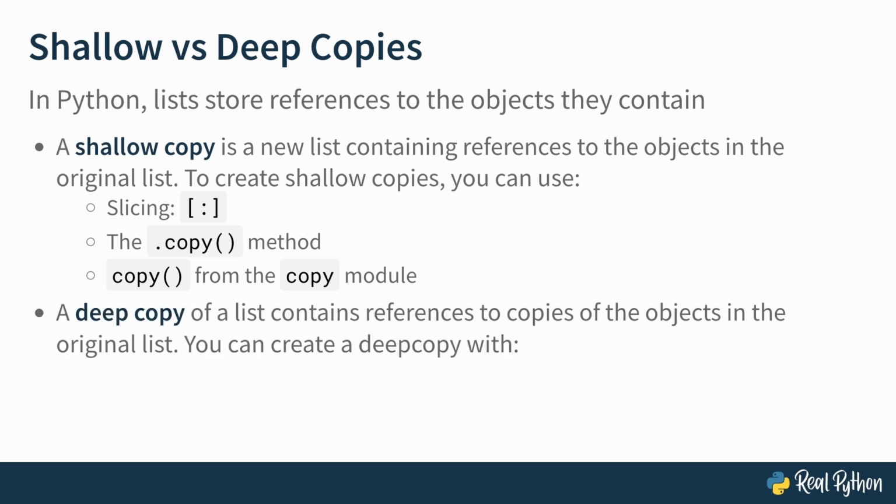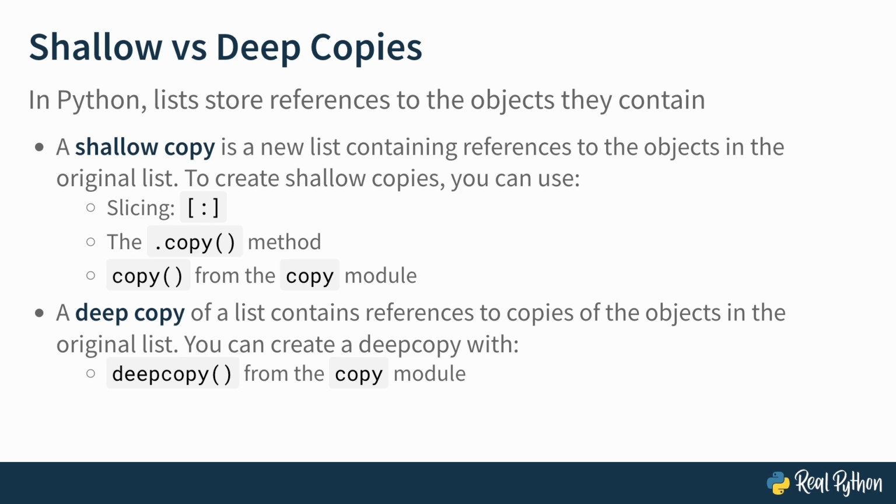On the other hand, a deep copy of a list is a new list whose references point to copies of the objects in the original list, making them disconnected from the objects in the original. This makes a big difference, as you'll soon see. You can make deep copies using the deepcopy function from the copy module.